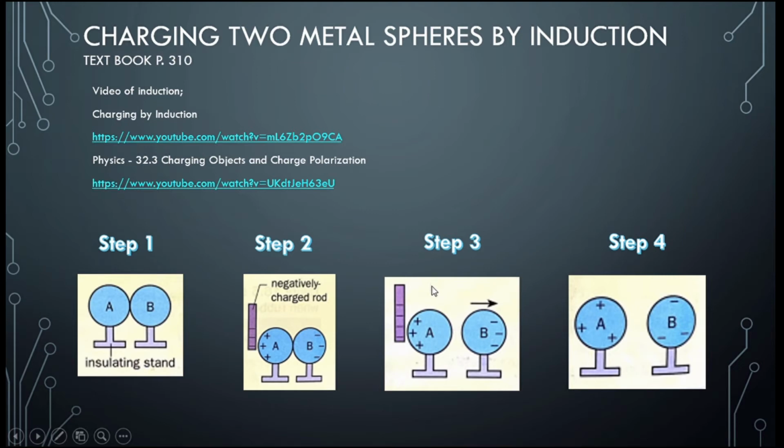Step 3. While holding the charged rod in place, pull sphere B away from sphere A. Step 4. Remove the charged rod, and now sphere A and sphere B have an equal number of opposite charges. Spheres A and B have been charged by induction. Now A is positively charged, while B is negatively charged.